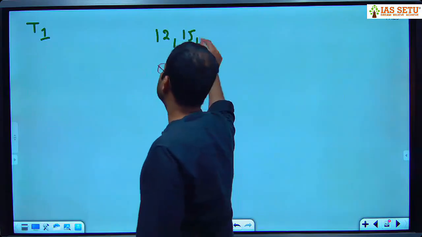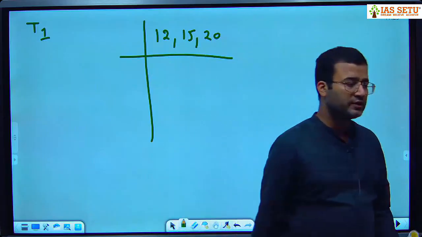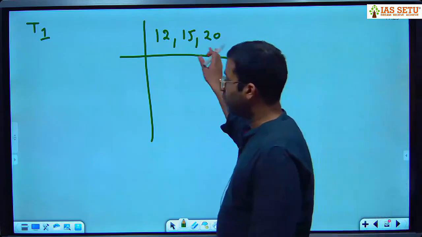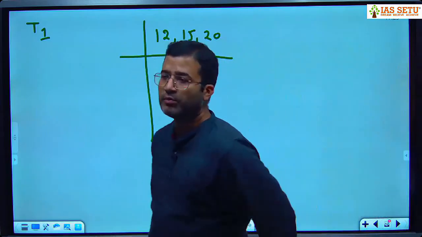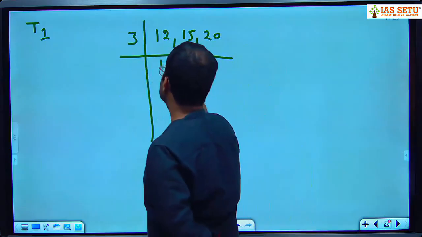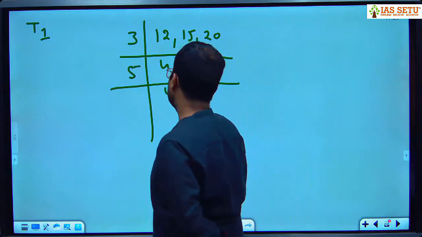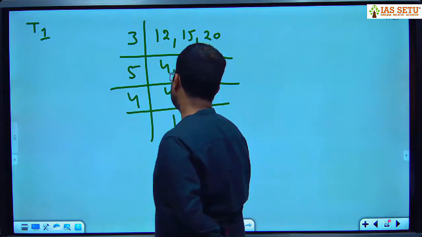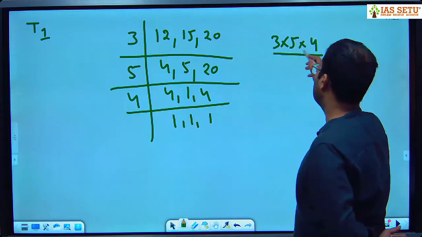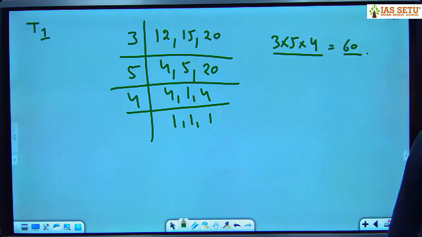Like 12, 15, 20. I already told in basic classes, our first preference is we have to take common. If it is common from all the numbers, that is okay. Otherwise, if it is common from any two numbers, that also we take. So this is 4, 5, 20. Here we take 5 common, 4, 1, 4. We take 4 common, 1, 1, 1. So it is 3 into 5 into 4, 15 into 4, 60. So the LCM of 12, 15, 20 is 60.